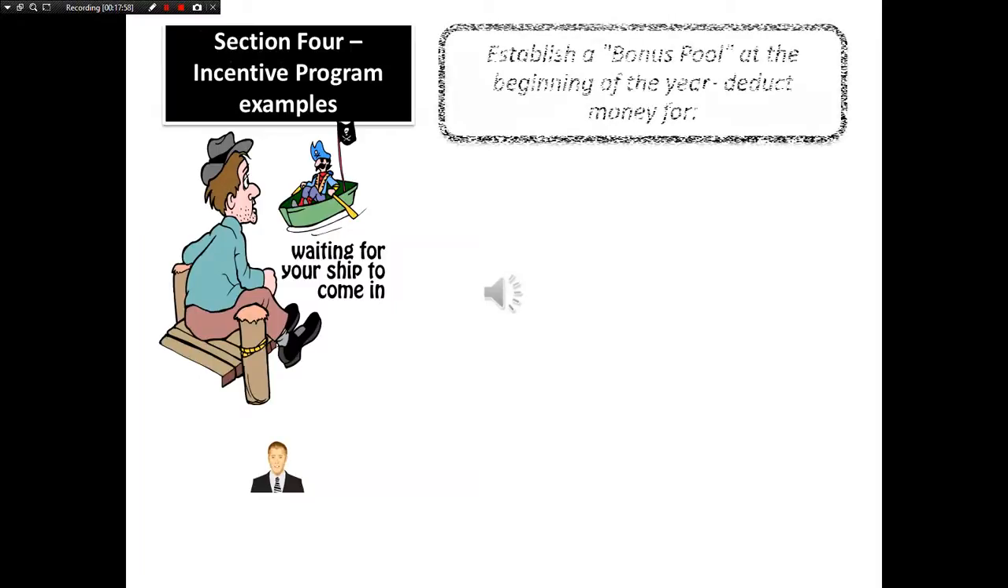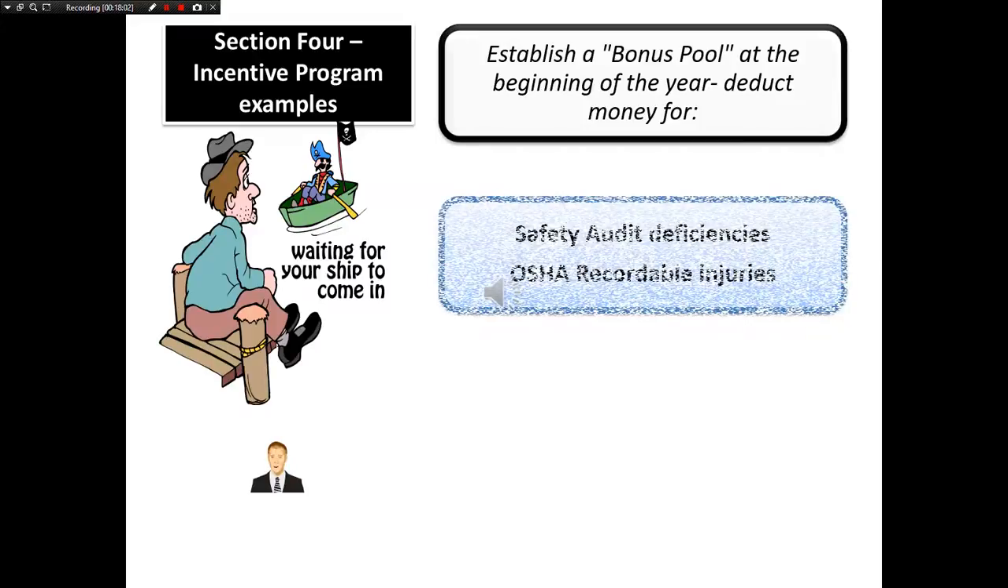Establish a bonus pool at the beginning of the year. Deduct money for safety audit deficiencies and OSHA recordable injuries at the end of the year. The balance is split up among employees.